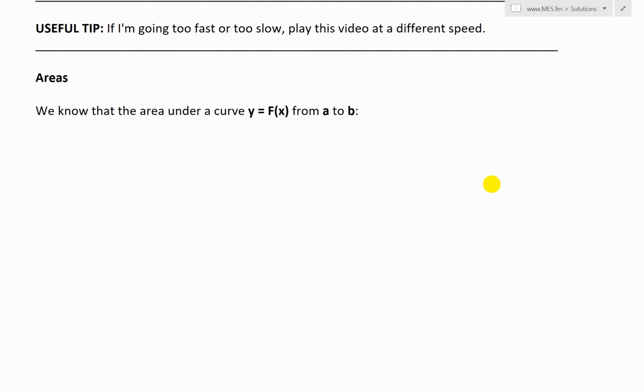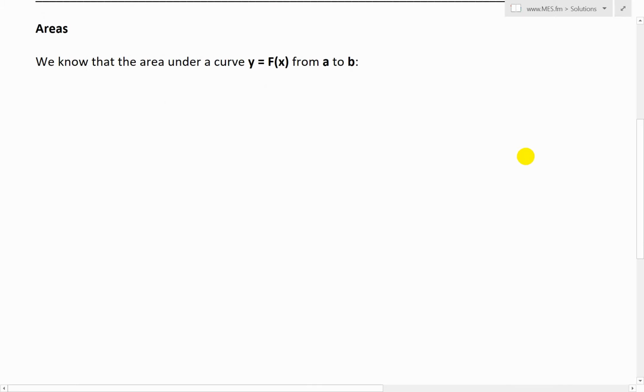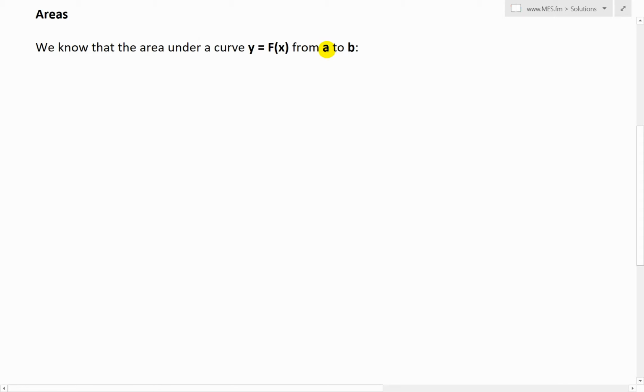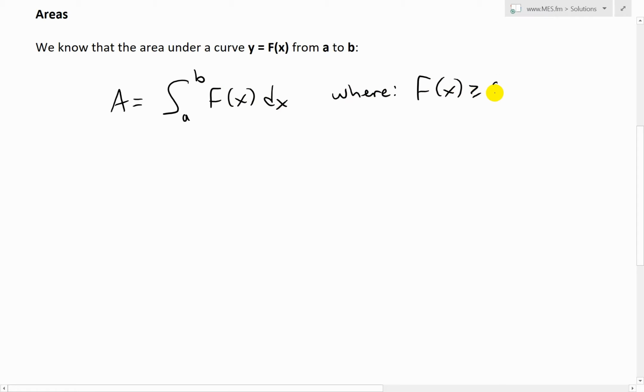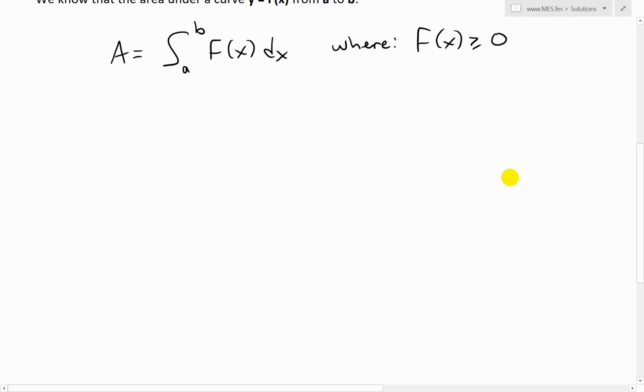On areas, we know that the area under a curve y equals f of x from a to b is just equal to an integral from a to b. So we could write this as the integral of f of x dx, again from a to b. If we're looking at an area, then we're just going to assume f of x is greater than or equal to 0 at all times, so that we're dealing with an area.